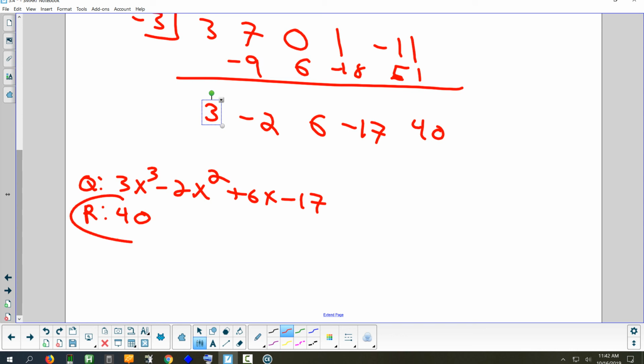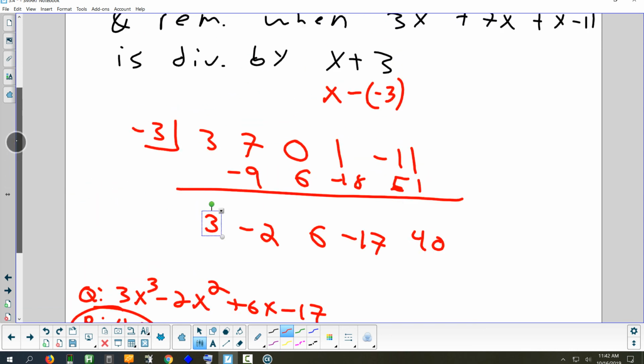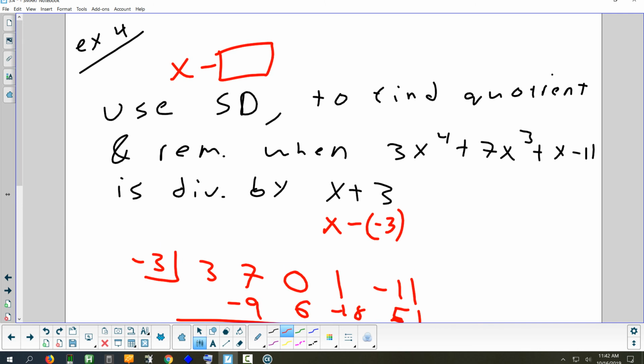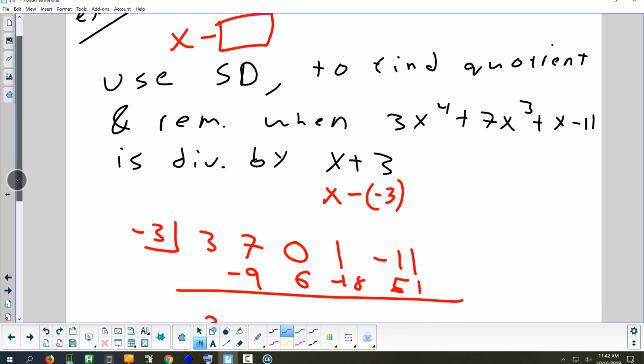So, I want you to focus on this. I got a remainder of 40. What does that mean about x plus 3? Yeah? It's not a factor. It is not a factor. If you were trying to factor this, x plus 3 is not what you should be using. It doesn't go in without a remainder. So if x plus 3 is not a factor, what else does that mean? What is not a root? Negative 3. Negative 3 is not a root. Negative 3 is not a spot where this graph would cross the x-intercept. It's not a spot where it would cross the x-axis.